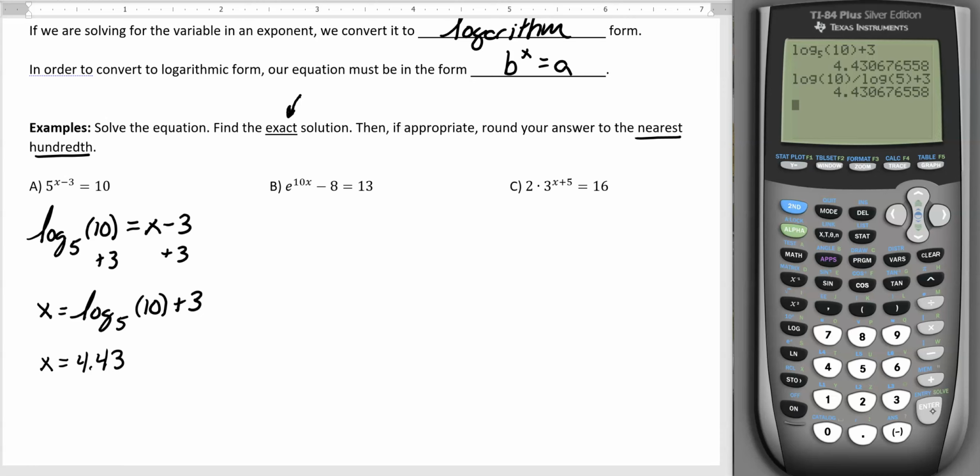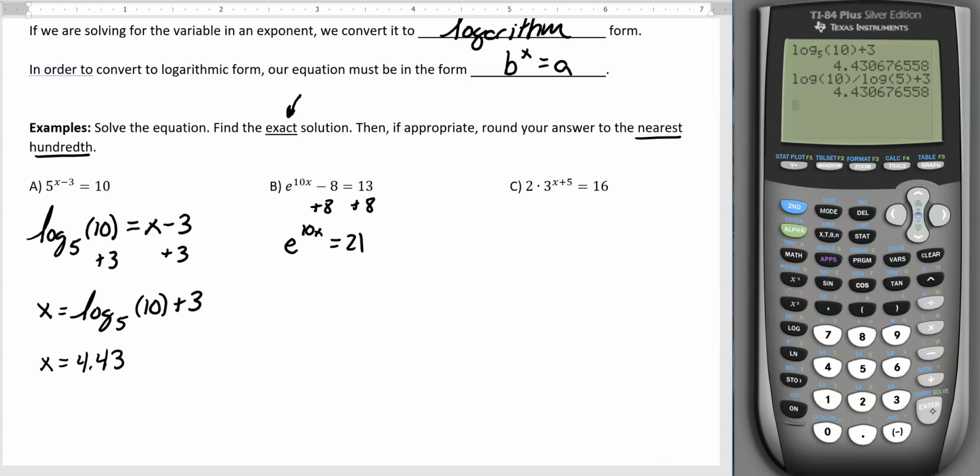Let's look at letter B. So e to the 10x minus 8 equals 13. So this one, our equation isn't in the form that we need. We have this minus 8 that we need to get rid of. So I'm going to add 8 to both sides. 13 plus 8 gives me 21. So e to the 10x equals 21.